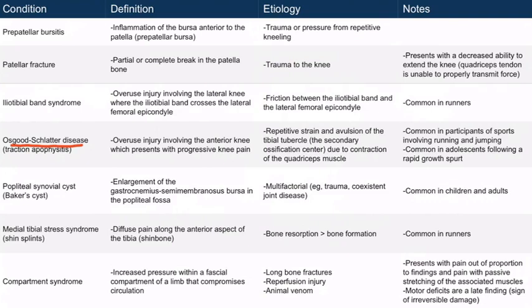Osgood-Schlatter disease, or traction epiphysitis, is an overuse injury involving the anterior knee which presents with progressive knee pain. This occurs due to repetitive strain and avulsion of the tibial tubercle, which is the location of the secondary ossification center due to contraction of the quadriceps muscle. It's common in participants of sports involving running and jumping, as well as adolescents following a rapid growth spurt.